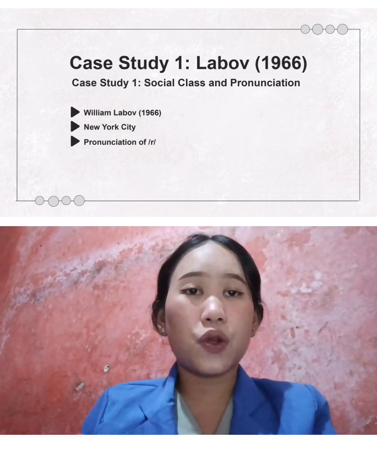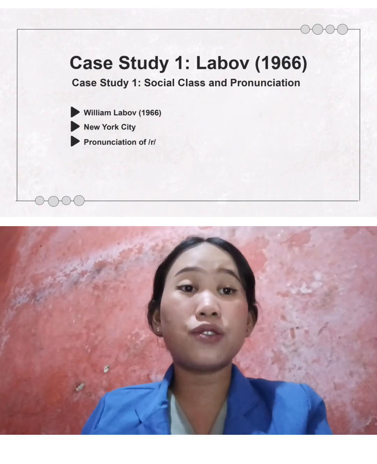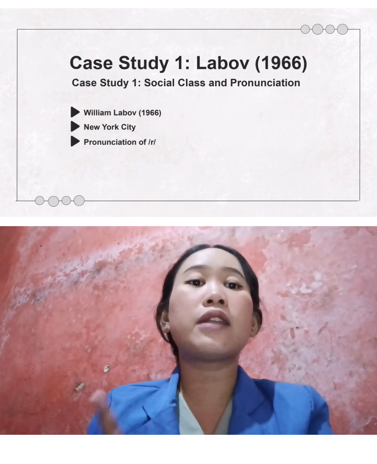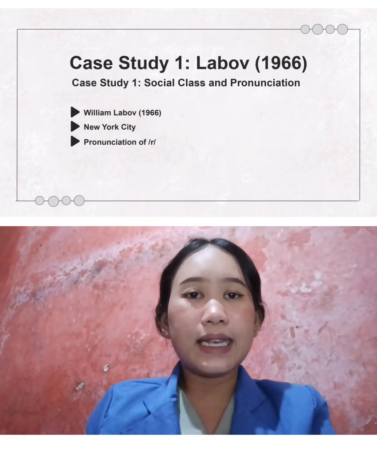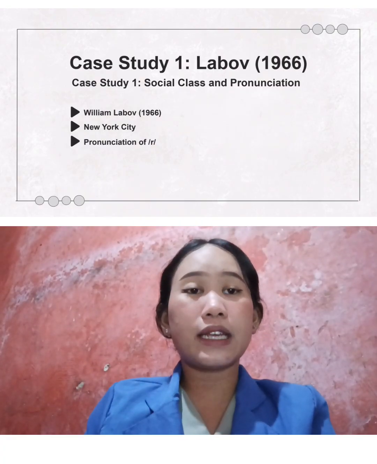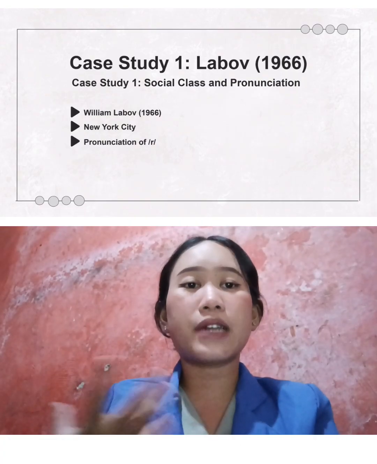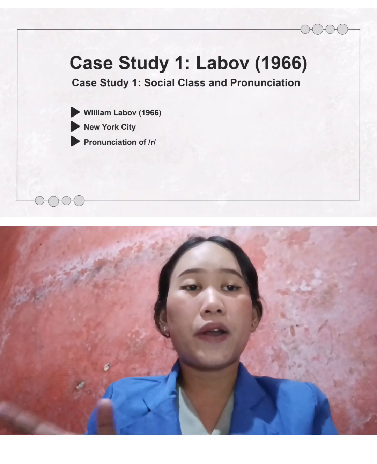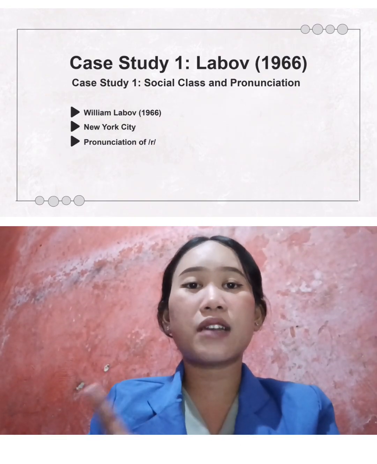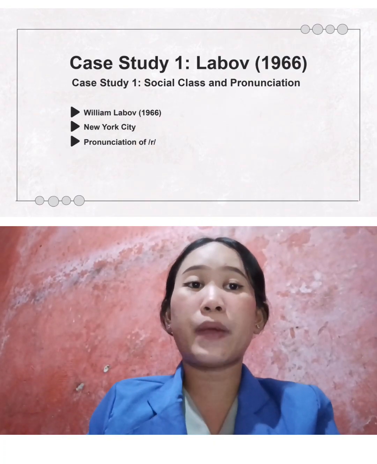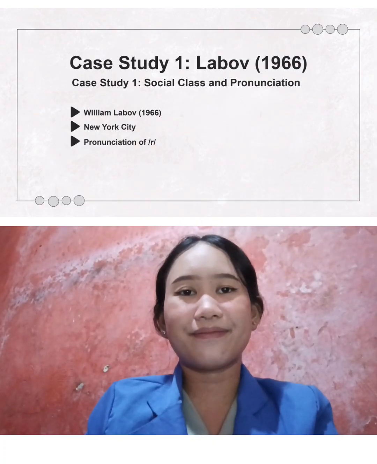The results showed that employees from higher status stores pronounced the R sound more frequently, especially in careful speech. This indicates that pronunciation is influenced by social class. This study clearly demonstrates diastratic variation, where language reflects social stratification. It also shows that speakers adjust their language depending on social expectations.